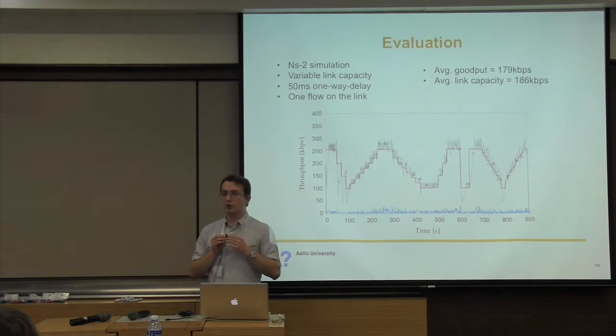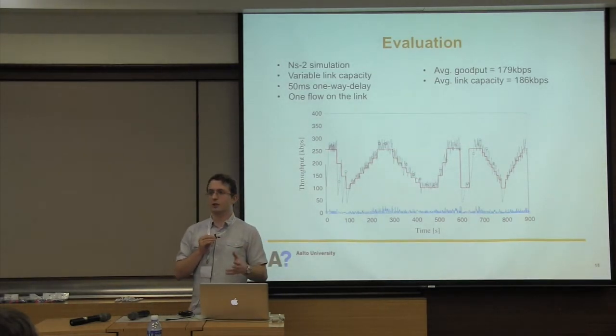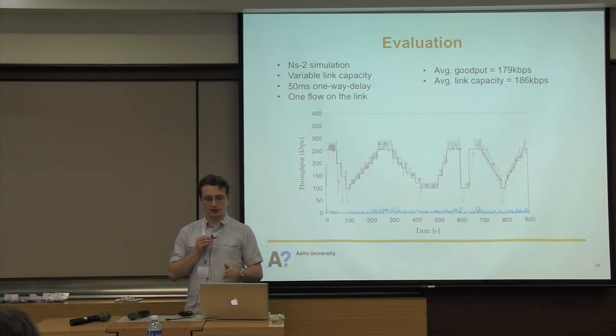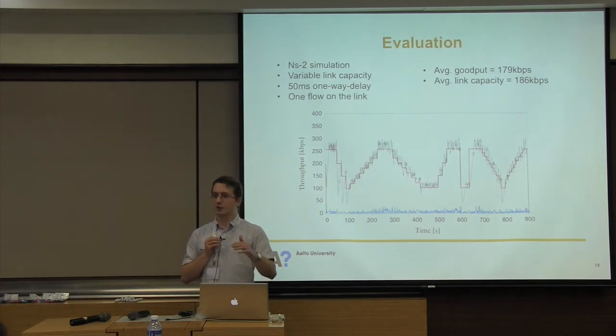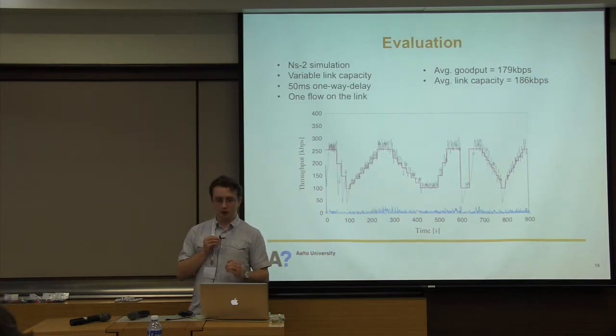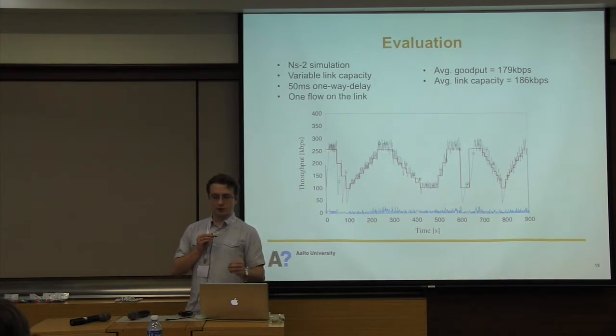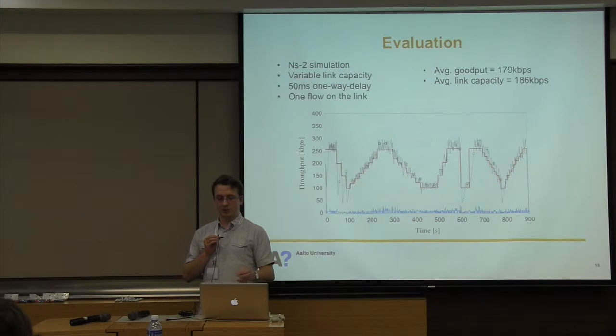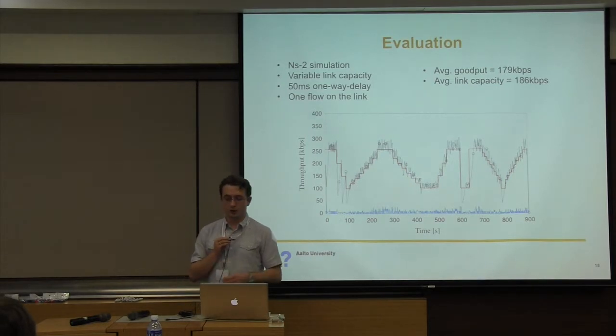Let me just show you quickly 2 results of the algorithm. There are much more in the paper. So this comes from the NS2 simulation results. It's a variable link capacity scenario. There is just one flow on this link. And the one-way delay between the sender and the receiver is 15 milliseconds. And we see that the red line is the change of the variable link capacity, and the black line is the media rate, whereas the blue line is the FEC rate that we are able to probe for available capacity. So the average output that we have obtained on this link was 179 kilobits per second, whereas the average available link capacity was 186 kilobits per second. Our losses were far below 1%.